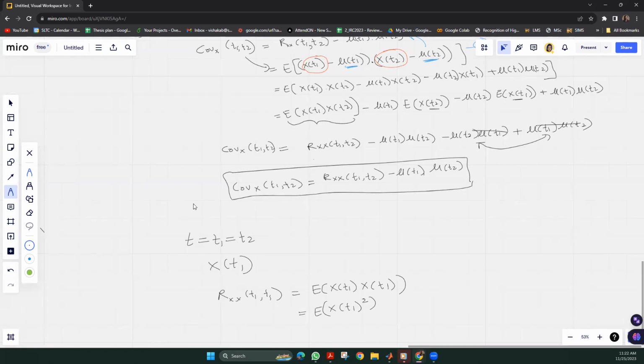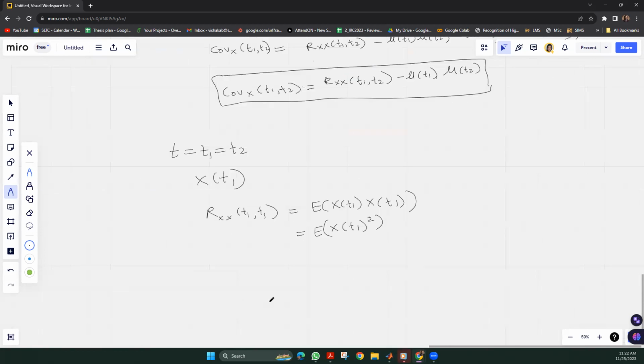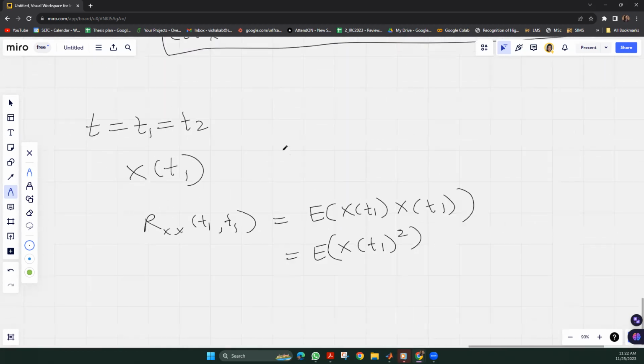So if you are finding the autocorrelation between these two random variable values, then we get the autocorrelation from this equation. So the autocorrelation value will be equal to the expectation of X(t1) squared. We will consider X(t1) squared, and we will take the expectation of that.